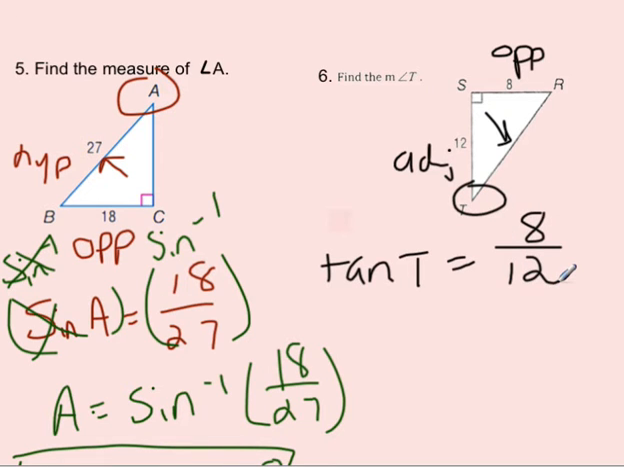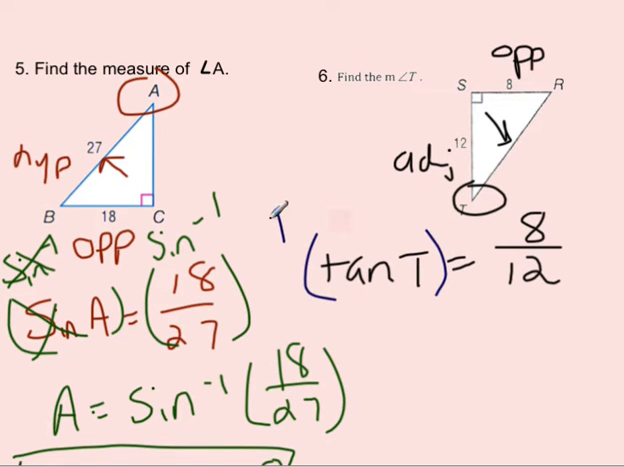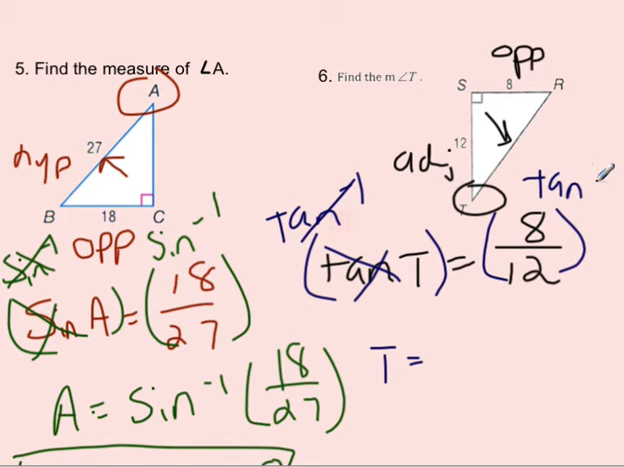Well, how do we undo a tangent? We do the tangent inverse. So to this side, I'm going to do the tangent inverse. That's going to cross those out, and I'm just left with T. And on this side, I'm going to do the tangent inverse. So T is equal to the tangent inverse of 8 divided by 12.